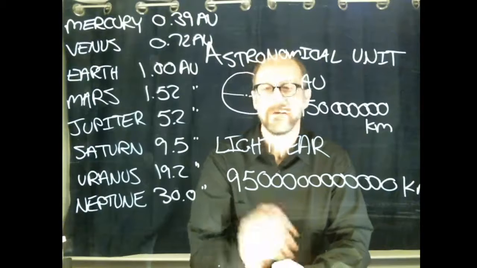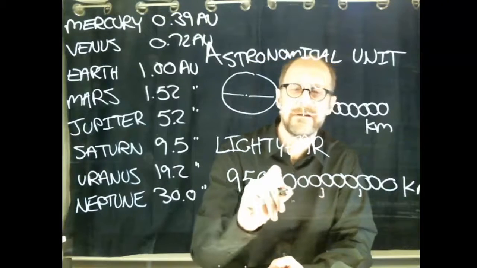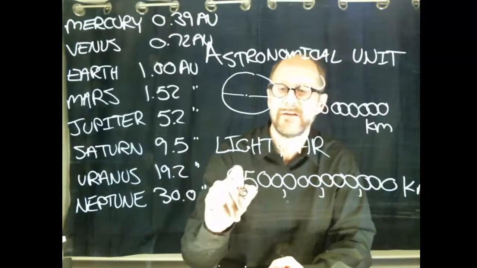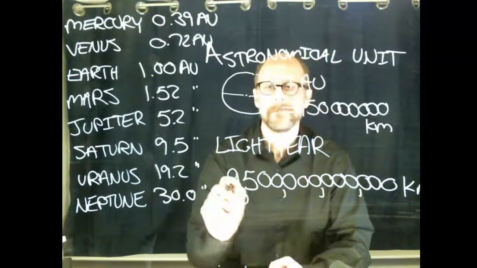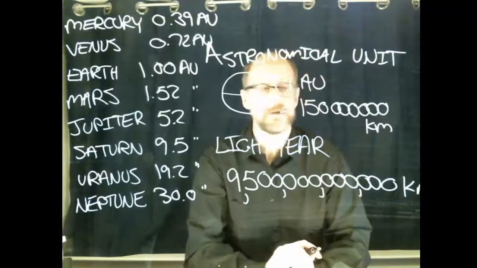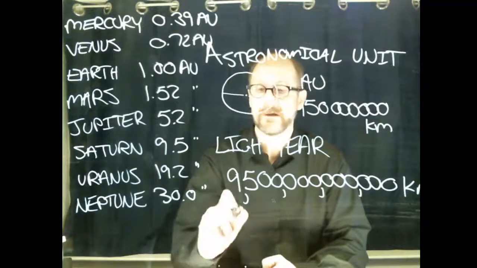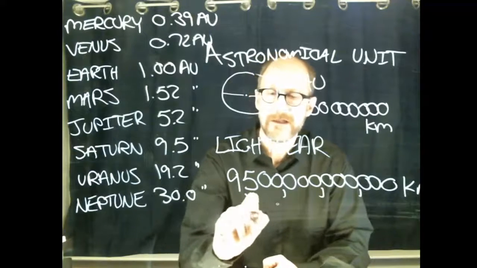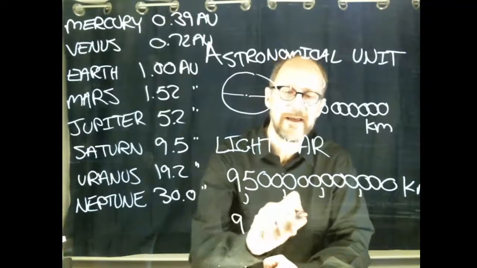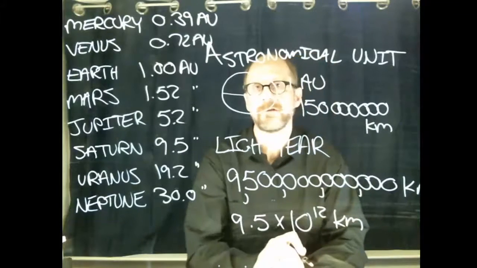That is 1 light year. If I put in my commas here just to keep track of the zeros, that is rounded, of course. That is the number of kilometers that is equal to 1 light year. We can also write that as 9.5 times 10 to the power of 12 kilometers.